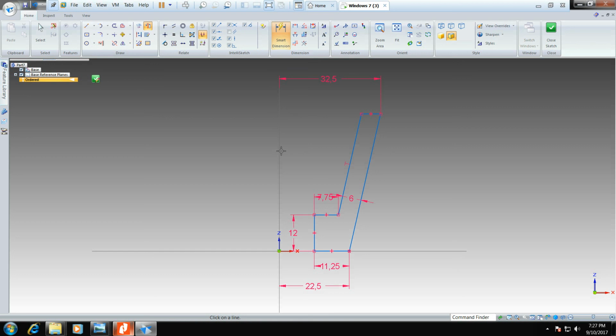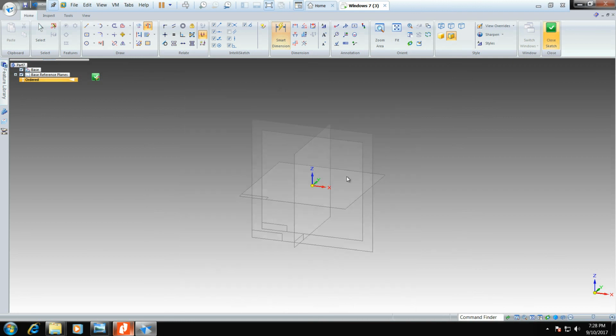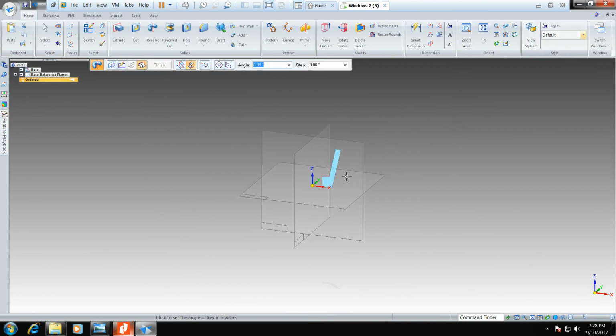We need one axis of revolution. Select this axis. Close sketch. 360.